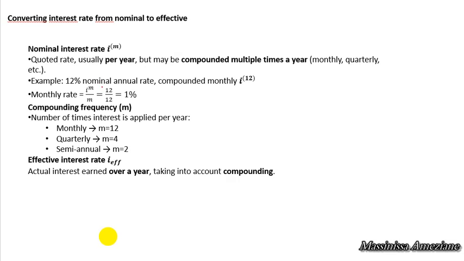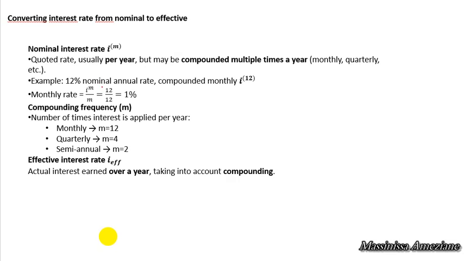So what is actually the nominal interest rate? It is the quoted rate. Usually it is yearly, but it's actually compounded multiple times a year. It can be compounded monthly or quarterly or semi-annually, etc.